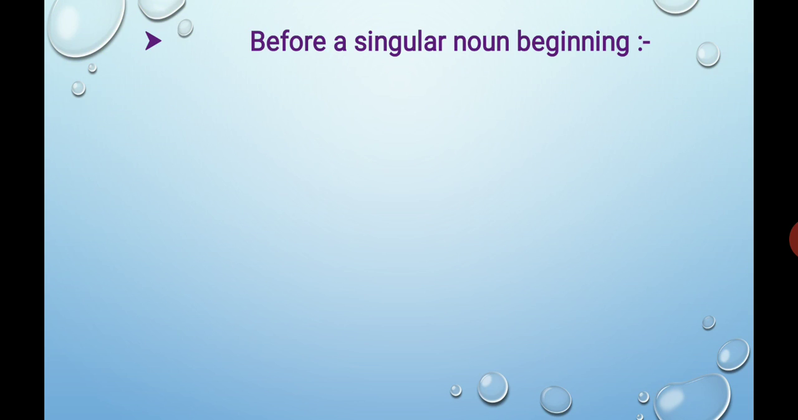Uses of article a: before a singular noun beginning with a consonant. It means that when there is only one noun, when we are talking about only one noun in the sentence, then we mention a before the noun to represent the number. The noun is in a singular form. So, to show the noun is in a singular form, we use a before the noun. Let's see the example.